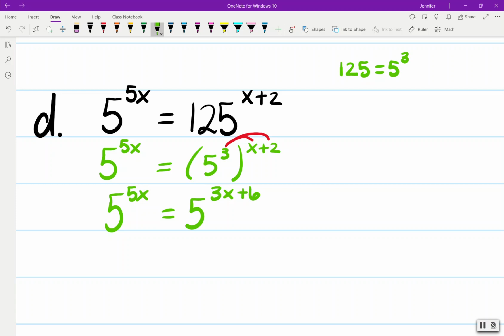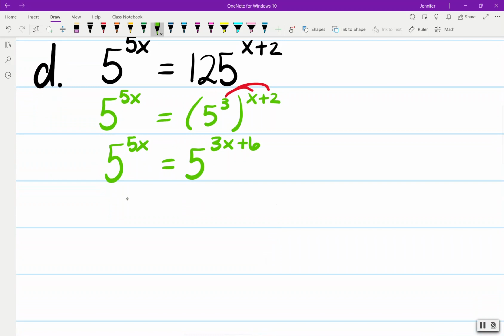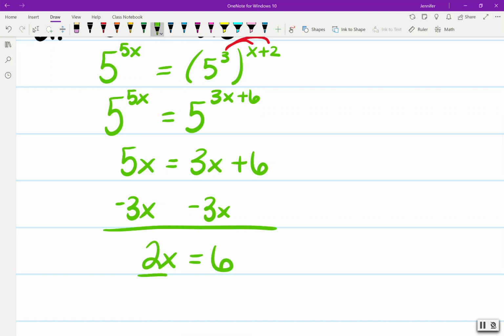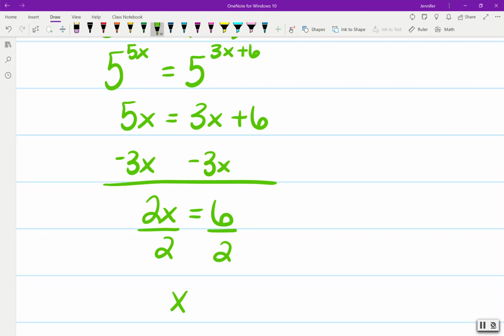Now give me a head nod. Are the bases the same? Yep, so if their bases are the same, we're going to set the exponents equal to each other. And it should be easy solving from there. Two-step equation. So go ahead and solve it. So when you solve it, you should come up with 3.